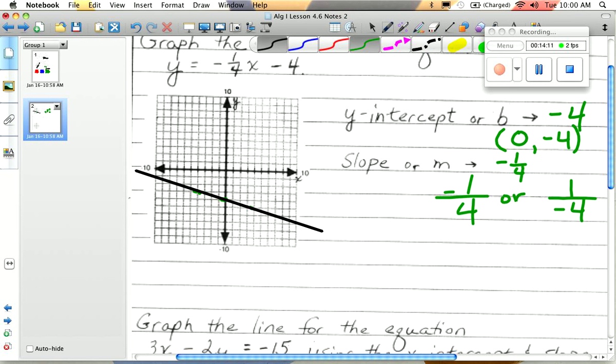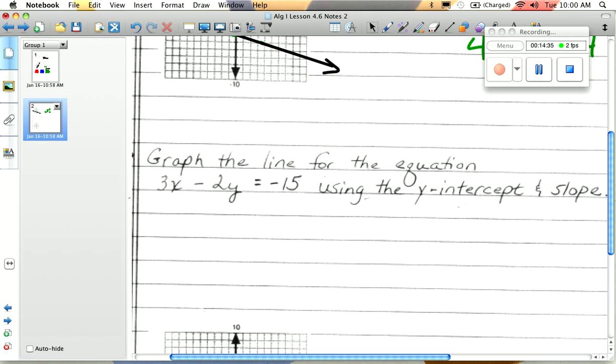Okay, so there's our line. Questions, concerns? Remember, I'm not going to make you do the checkpoints. Okay, then let's do one more.